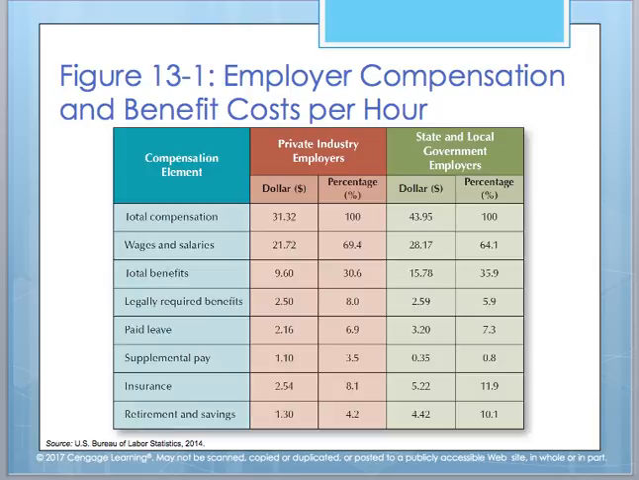but when you look at wages and salaries, there is a decrease in the percentage of how much is allocated, but you can see that there's a slight tick up in the actual dollars that are invested in wages and salaries. All right. Insurance, you can see private employers usually pay 254, which is about 8.1%, while state and local governments will invest about 522 with 11.9%.